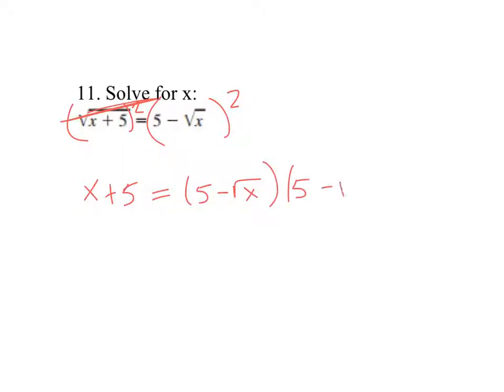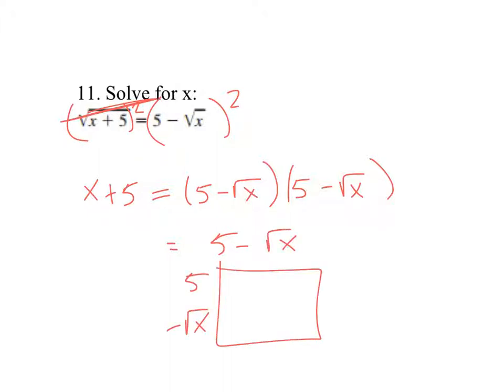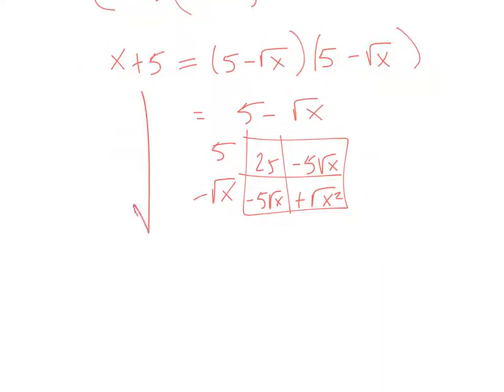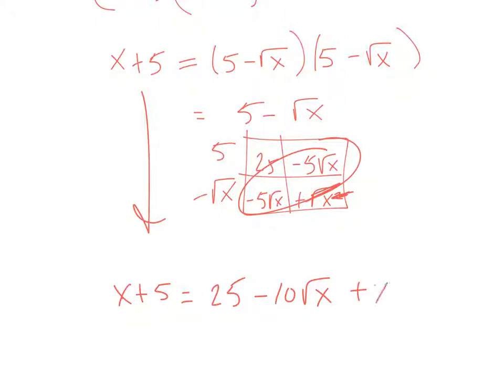There are two pieces. You must multiply them out. So I have 5 minus the square root of x and 5 minus the square root of x. I end up getting 25 and minus 5 square root of x minus 5 square root of x and a positive square root of x squared. I bring this down to get x plus 5 equals. So I'll keep the 25. These are like terms. They'll become a negative 10 square root of x. And the squared and the square root will cancel to get you just plus x.